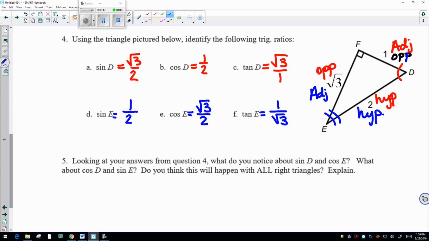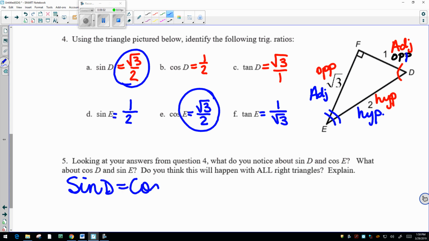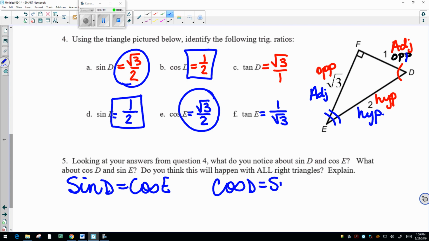Okay, so using these answers, it says, what do we notice about the sine of D and the cosine of E? Well, sine of D, I get square root of 3 over 2. Cosine of E, I have square root of 3 over 2. So it looks like the sine of D will equal the cosine of E. Okay, so what do you notice about cosine D and sine of E? Well, cosine D is 1/2, and the sine of E is also 1/2. So it looks like the cosine of D is going to equal the sine of E.